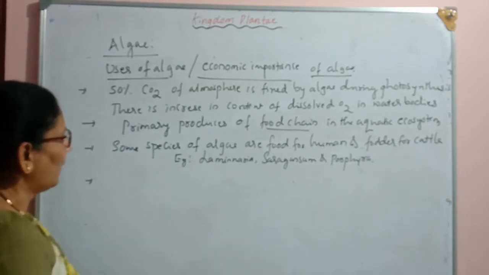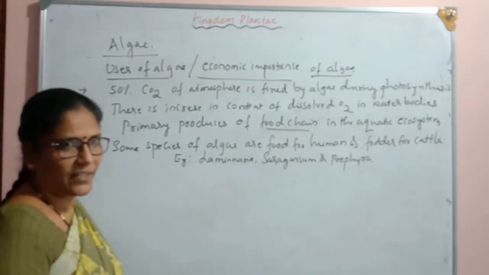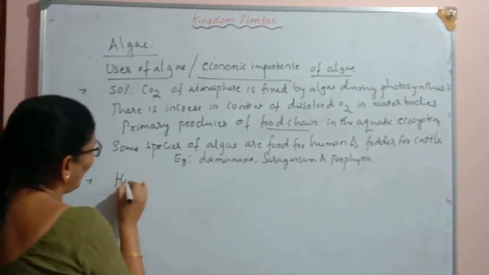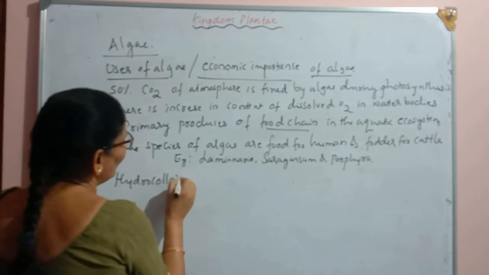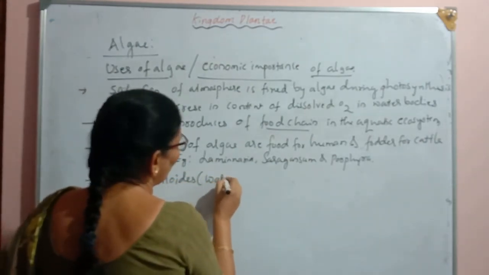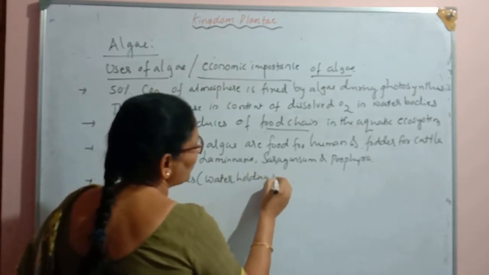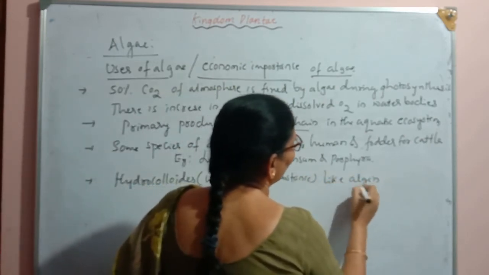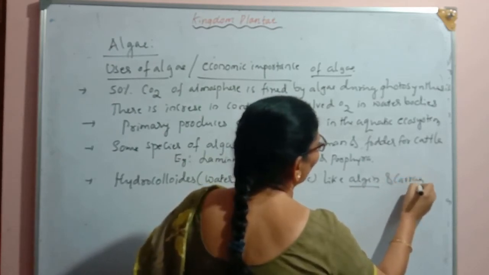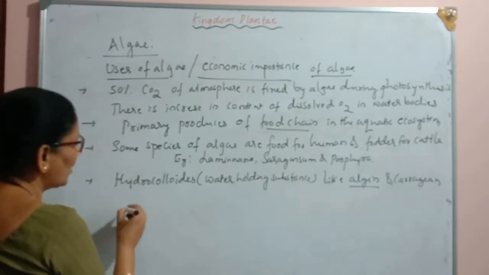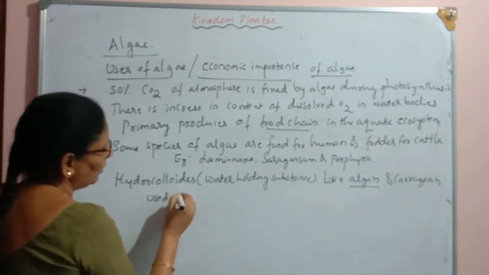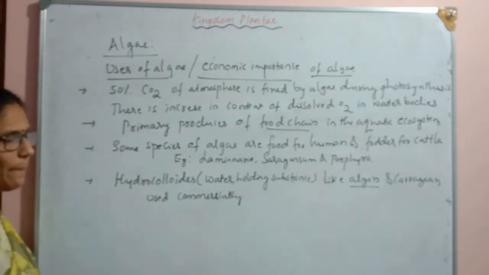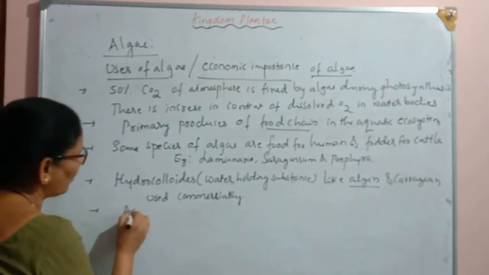The next economic importance is that hydrocolloids, which are also called water holding substances, like algin and carrageenan, are used commercially. Another such substance is the agar.